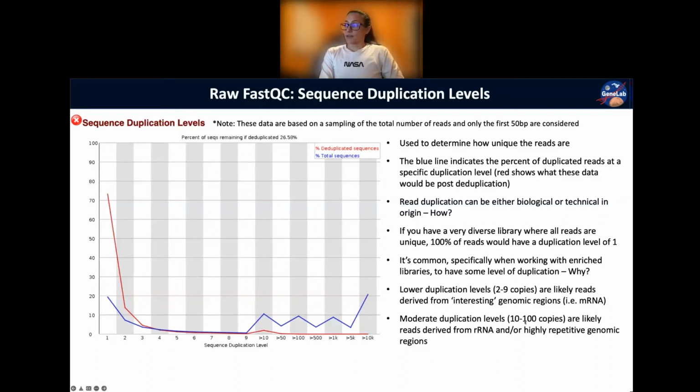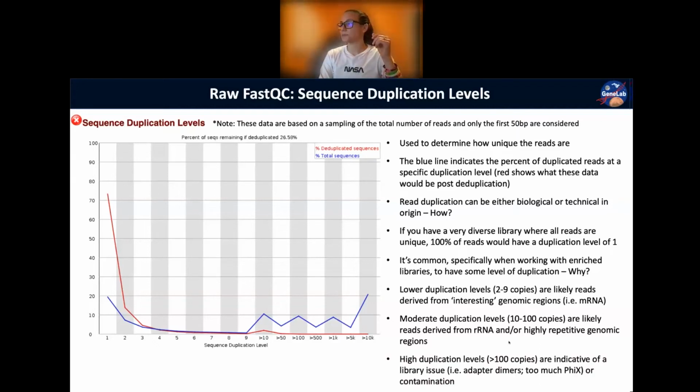Moderate duplication levels in the 10 to 100 copies range could be reads derived from ribosomal RNA. So if we have some ribosomal RNA contamination in here, which can be highly repetitive sequences, right? We might see that those exact copies came from ribosomal RNA, or other highly repetitive genomic regions could cause us to have sequences that are identical.